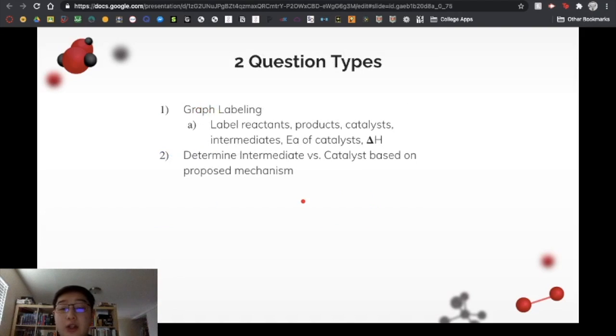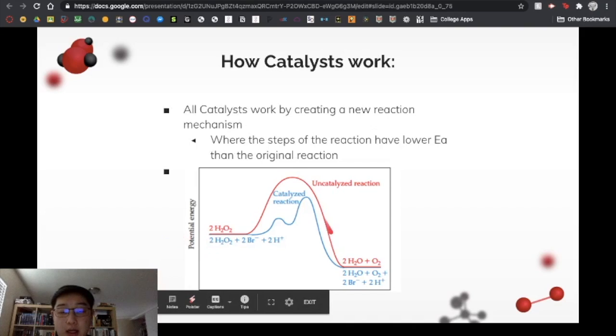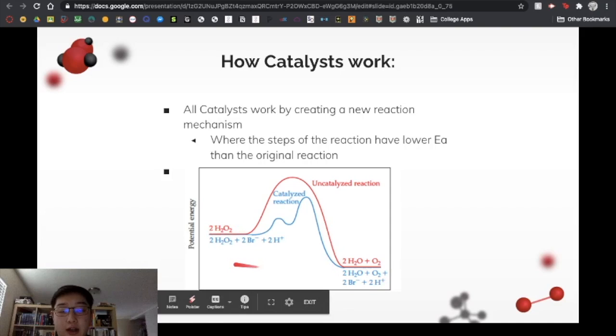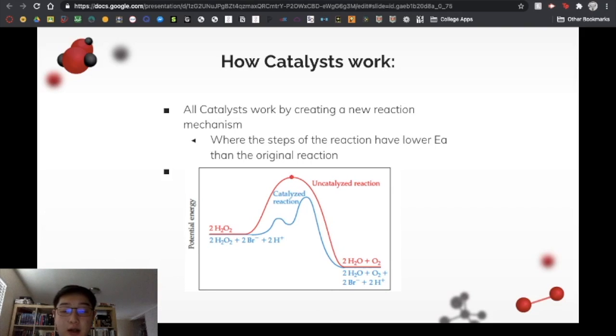So there are two basic question types. Type 1 is graph labeling, where you have to label reactants, products, catalysts, intermediates, and then the activation energy and delta H. You're going to have basically a blank version of this graph here, and you would write in your reactants here, the products here, and then for the catalyzed reaction, you would specify that it's the one with the lower one here, and then the intermediate is here on the catalyzed version, but it's actually here on the uncatalyzed reaction. There is a thing in between here, which is also technically an intermediate, but you wouldn't really consider it so because the true intermediate is going to be in between.